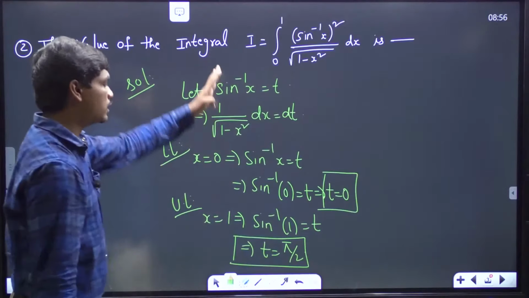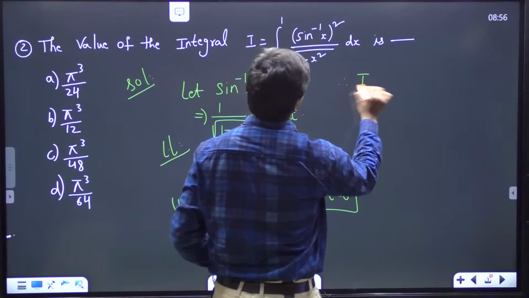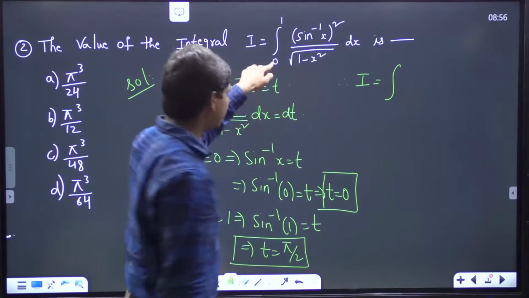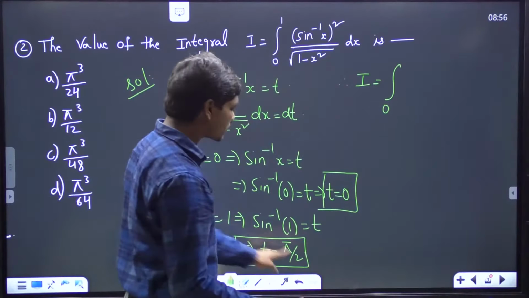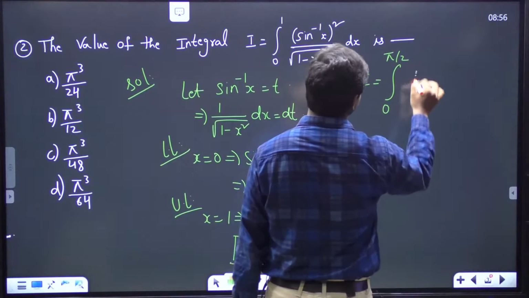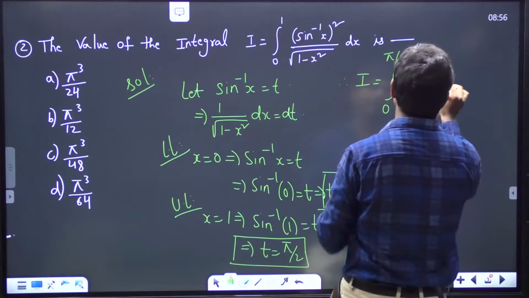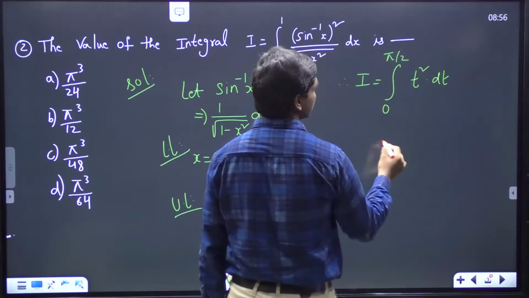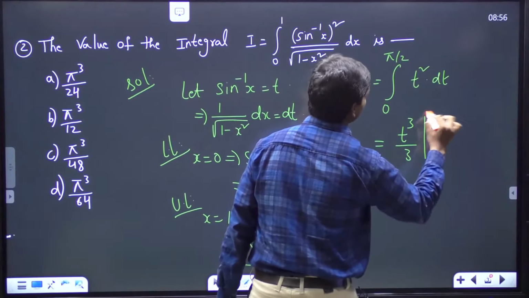So after substitution, substituting all these things in this integral, therefore I is equal to integral. For 0, you got the corresponding limit as 0. For 1, you got the corresponding new limit as pi by 2. So if sine inverse x is t, this is t square, and this 1 by root of 1 minus x square into dx can be taken as dt. So now it's a simple integration, which is t cube by 3 within the limits 0 to pi by 2.